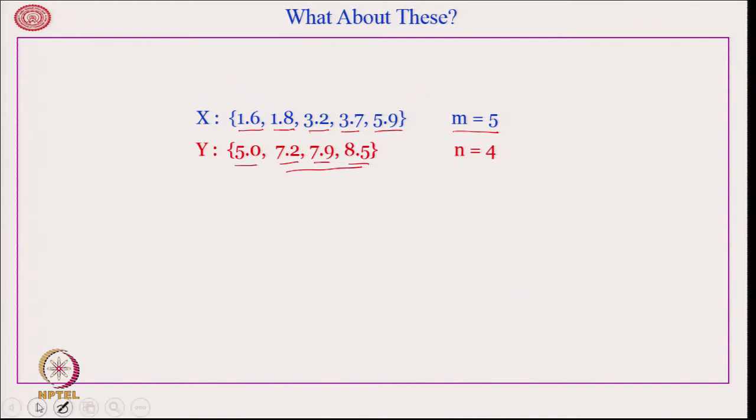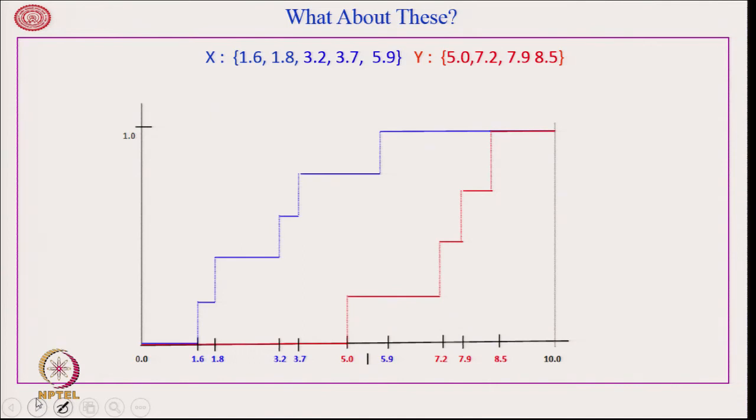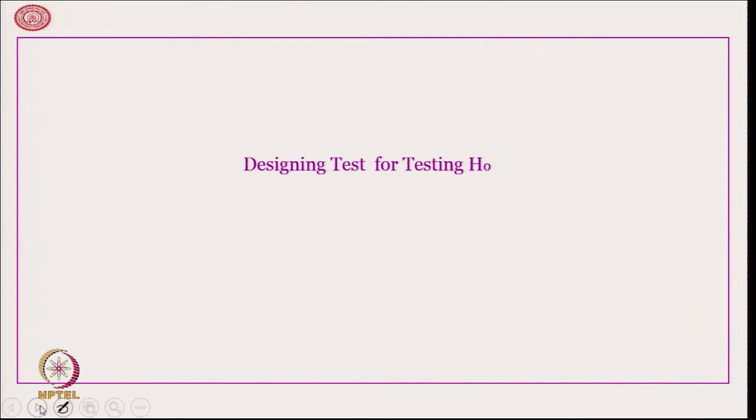So, we compute their respective empirical distribution functions, and if we compare, the blue one is for x and the red one is for y. When we compare their distribution functions, we can see that they are not at all close to each other. Therefore, we now need to design the test for testing H naught.